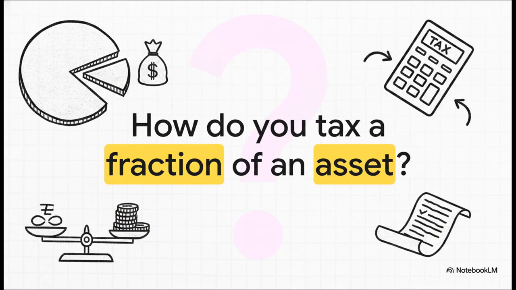Right, let's dive into the core problem here. Think about it. If you sell just a slice of a pie, how on earth do you figure out how much that specific slice originally cost to make? You absolutely can't just guess. The tax rules require a precise calculation to determine your allowable cost for that specific piece you are handing over.